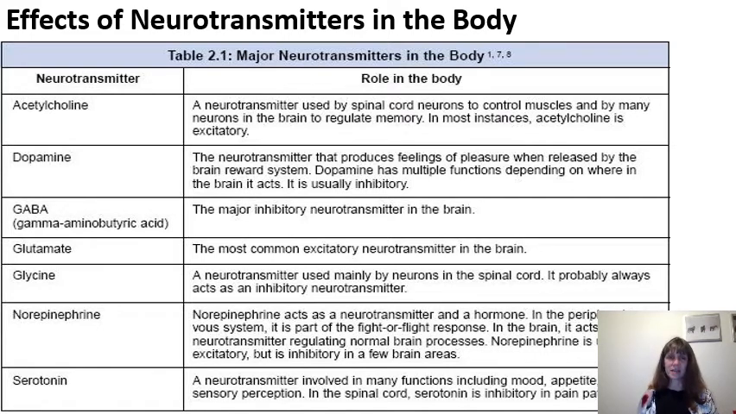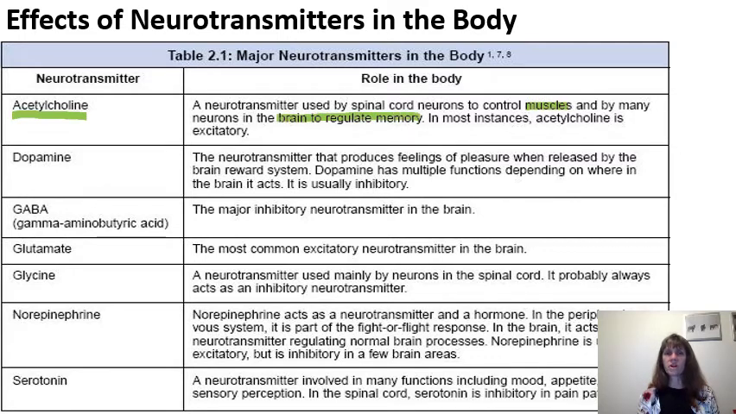There are many different types of neurotransmitters that the body uses. We're going to take a look at some of these, and you'll get the idea that neurotransmitters are found in other areas and have different actions. We already know about acetylcholine stimulating the contraction of skeletal muscles. However, acetylcholine is also used by the brain to help regulate memory.